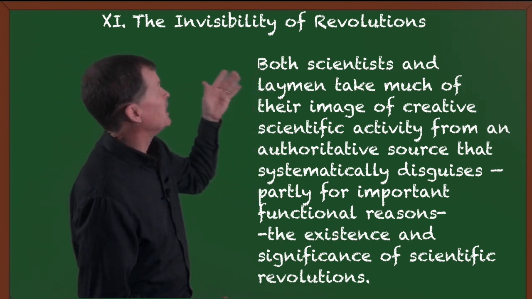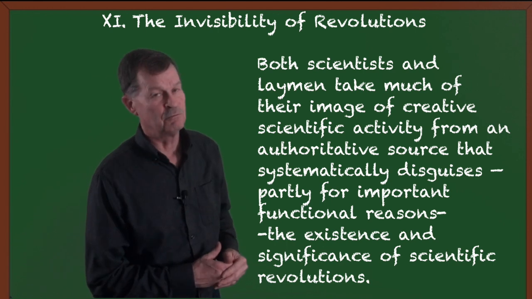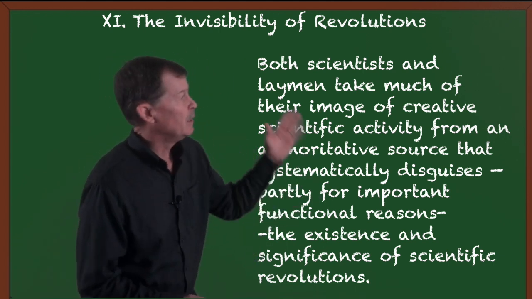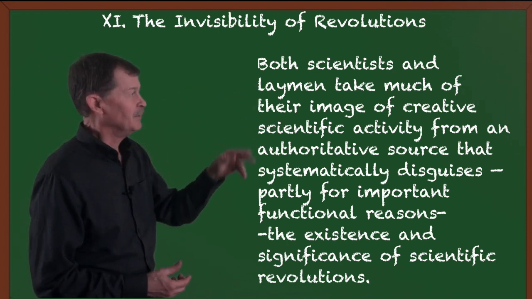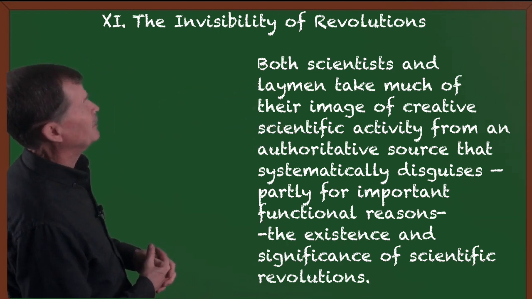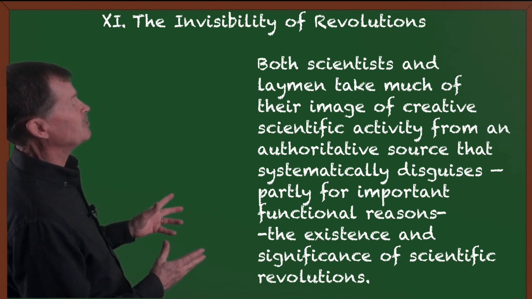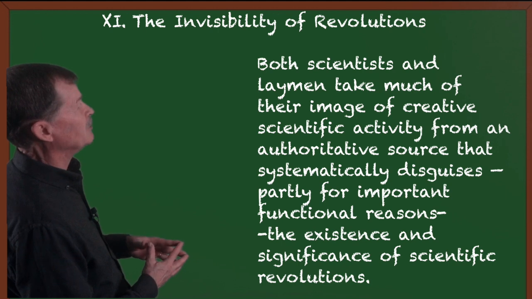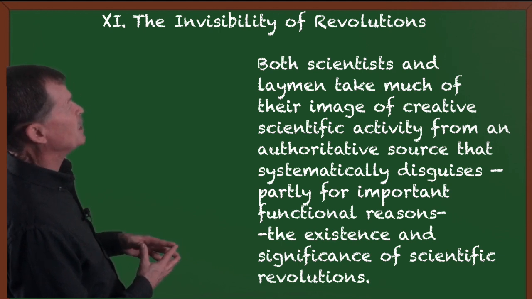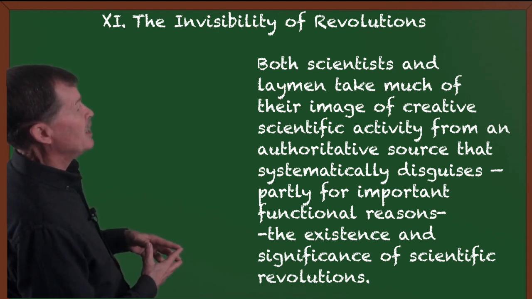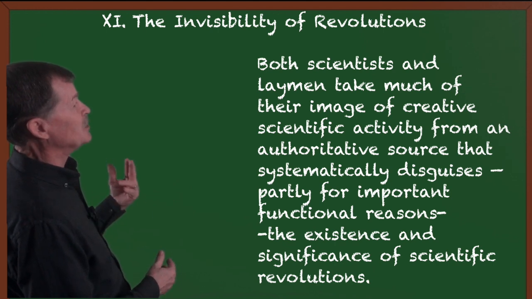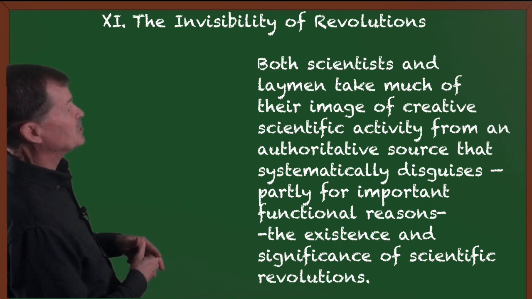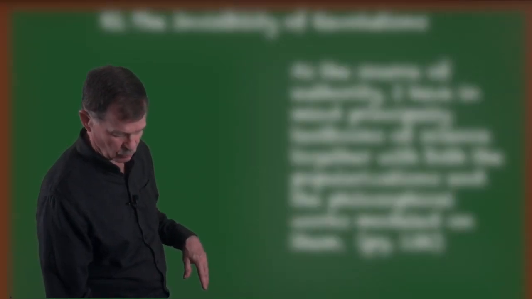He names the chapter The Invisibility of Scientific Revolutions. Now, why are they invisible? Well, then he goes right at it. And in his criteria, he says both scientists and laymen take much of their image of creative scientific activity from an authoritative source that systematically disguises, partly for functional reasons, the existence and significance of scientific revolutions.